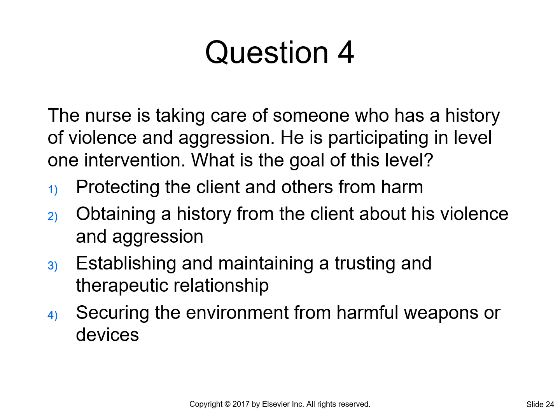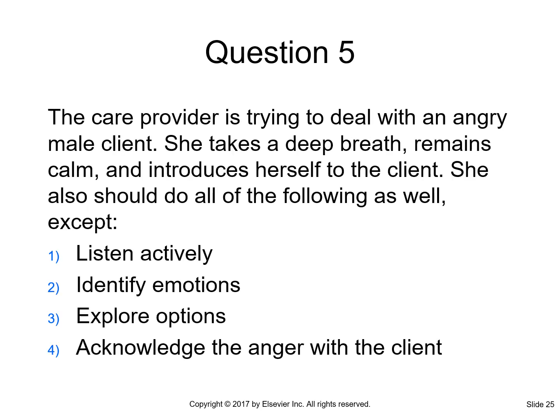Level 1 is to prevent violence. Level 2 is to protect. And level 3 is to control violence. So let's go back to this question. The nurse is taking care of someone who has a history of violence and aggression, and he is participating in level 1 intervention. What is the goal of this level? Answer is 3, establishing and maintaining a trusting and therapeutic relationship.